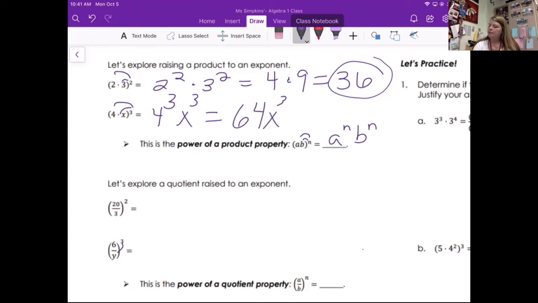And again, same thing goes for quotient. We can give this squared to the 20 and the 3. So we would have 20 squared in the numerator and 3 squared in the denominator. 20 times itself, 20 times 20, 400. And 3 squared would be 3 times itself, which would leave us with 9.